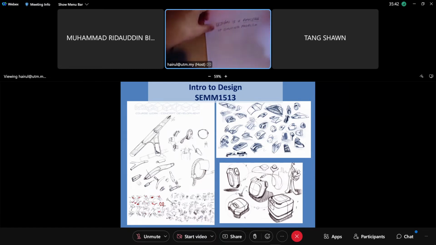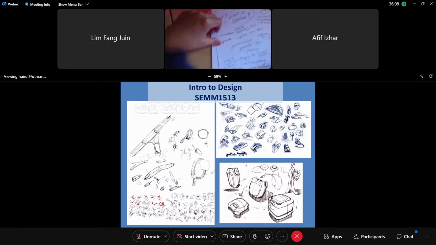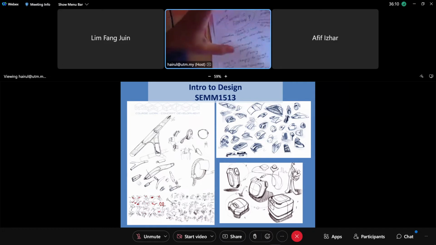So design is a process of solving problems by generating, and what do we generate? When we design, we produce what? A product, yes, but what do we generate? You do sketching, you invent, you create something: ideas, concepts. You have 5 team members, and each of you must produce concepts, must produce ideas by generating ideas.